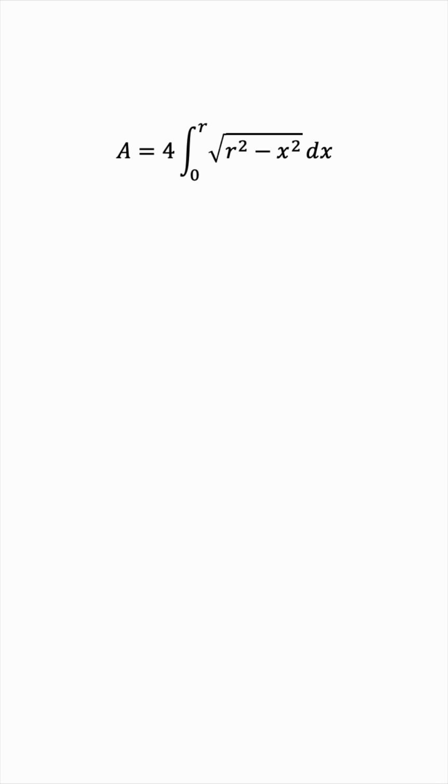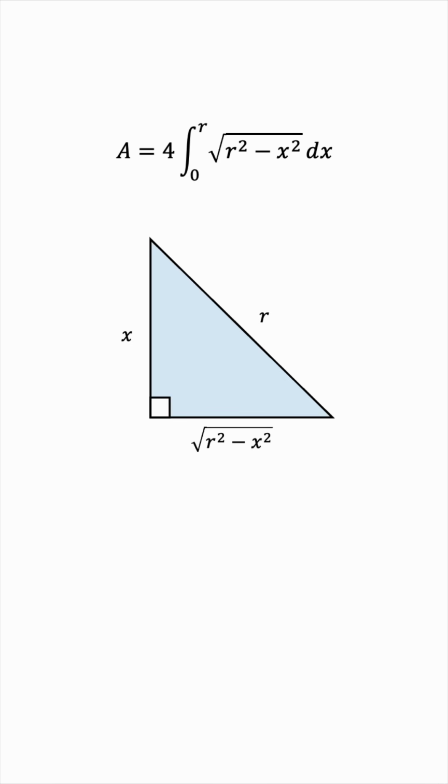Some of you may already recognize the antiderivative, but this is a very good chance to demonstrate trigonometric substitution. Looking at the integrand, we're reminded of the Pythagorean theorem, because if we had a right triangle with hypotenuse r and leg x, then the other leg would be the square root of r squared minus x squared by a simple application of the Pythagorean theorem. Say we call this angle theta. Then sine theta would be x over r, and cosine theta would be the square root of r squared minus x squared all over r.